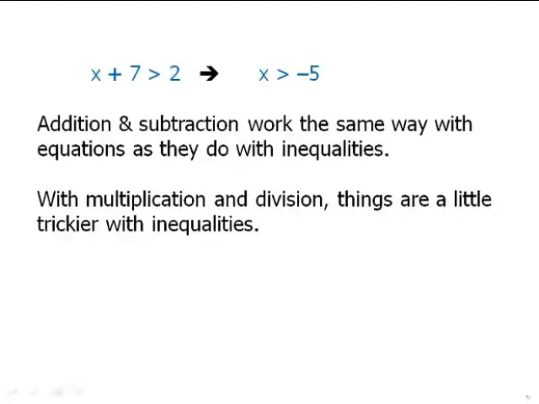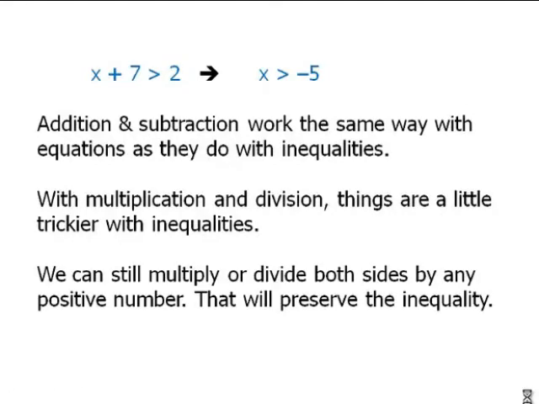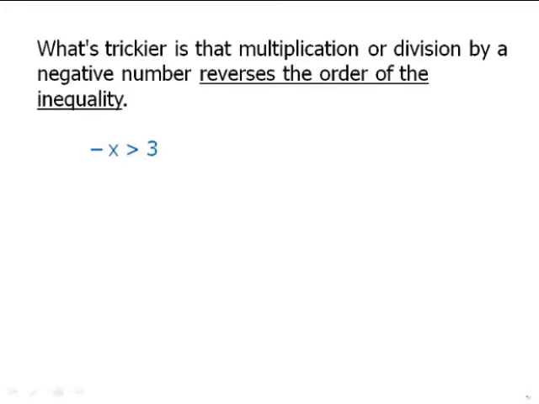With multiplication and division, things are a little trickier with inequalities. We can still multiply or divide both sides by any positive number. That will preserve the inequality. So if we know what we're multiplying by is a positive, if we're guaranteed of that, then multiplying and dividing with inequalities is exactly the same as equations. You can just do the same thing to both sides. What's trickier is that multiplication or division by a negative number reverses the order of the inequalities.